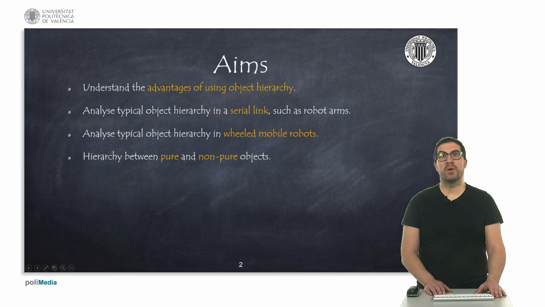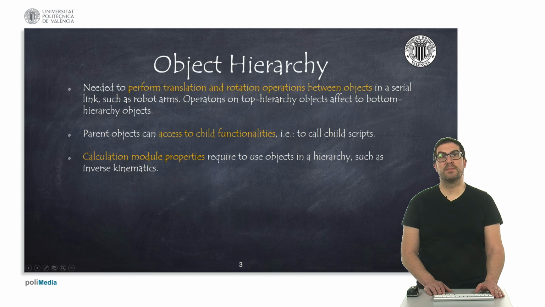In addition to this, our goal is to understand the hierarchies typically used for both an articulated robotic arm and a wheeled mobile robot. Also, I will mention the recommended method to establish the hierarchy between pure and non-pure objects.